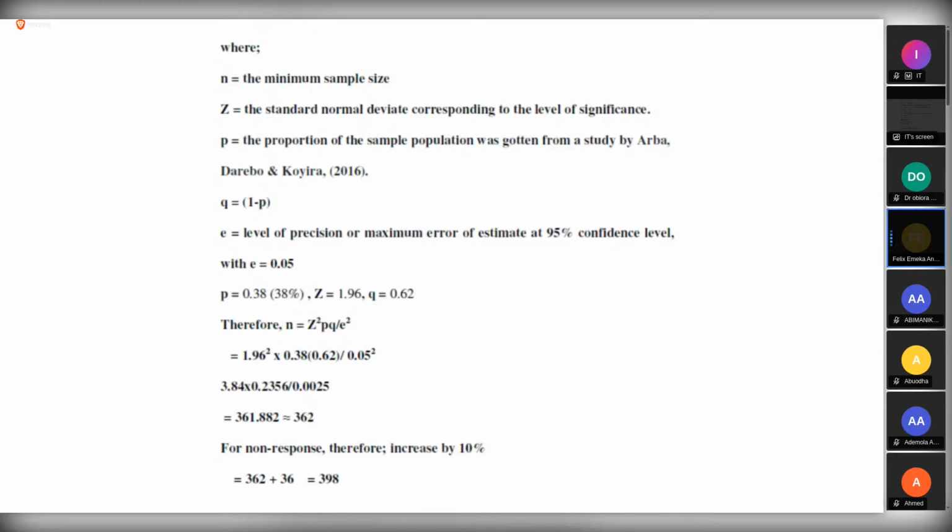So the reason why they say add 10% is so that if you go to the field with more questionnaires than you need, you will likely come back with enough questionnaires that will not influence your minimum sample size. So non-response applies to prevalence studies, cross-sectional studies. But if you're doing a cohort study, it's not called non-response, because a cohort study is a follow-up study. In a cohort study, you expose participants and you follow them up to see whether they will develop the outcome you're interested in as a result of that exposure.